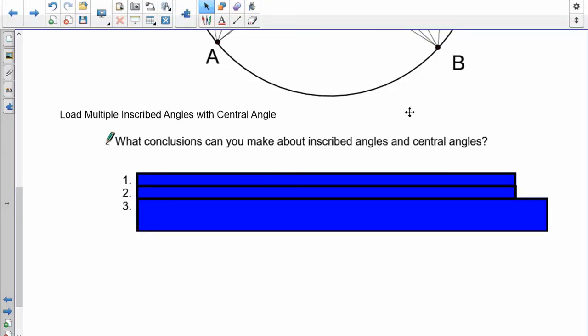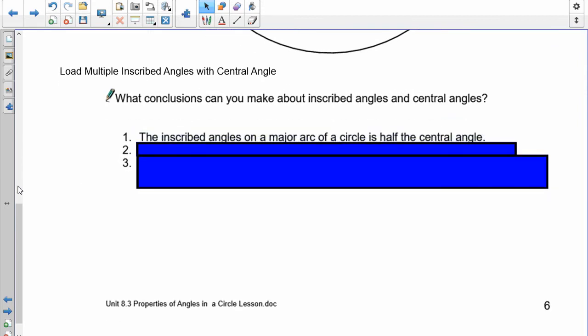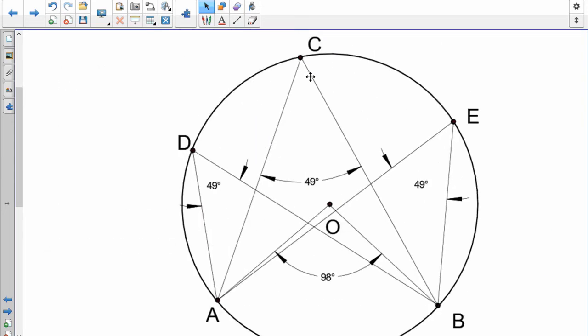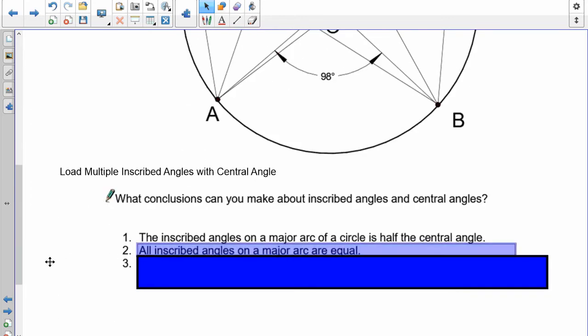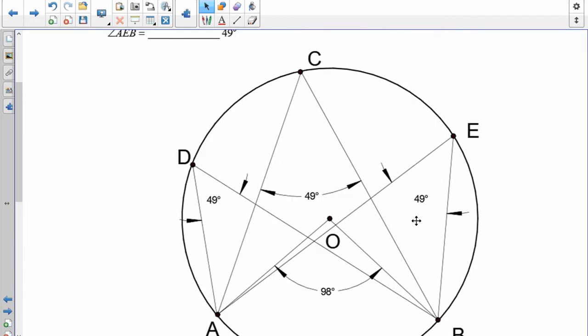So, conclusions. This is what we conclude here. First off, the inscribed angles on a major arc of a circle are half the central angles. So that means that this inscribed angle is half of the central angle. And it's true, 49 is half of 98. Number two, all inscribed angles on a major arc are equal, as long as they subtend the same minor arc. D, C, and E, these three are always equal.